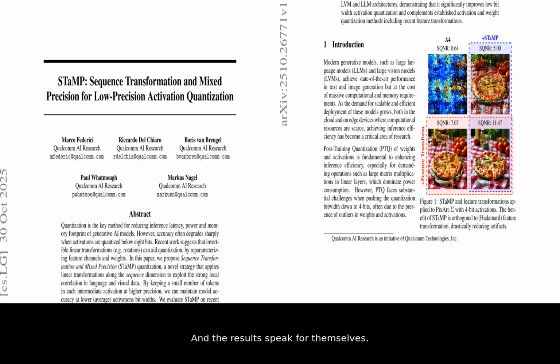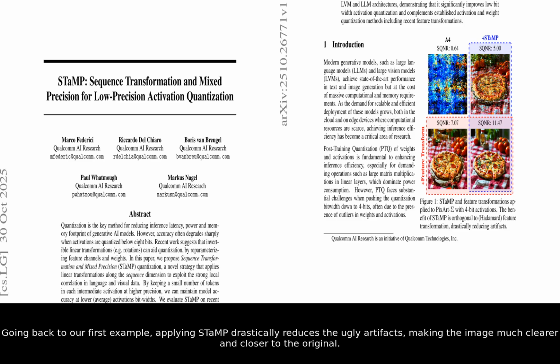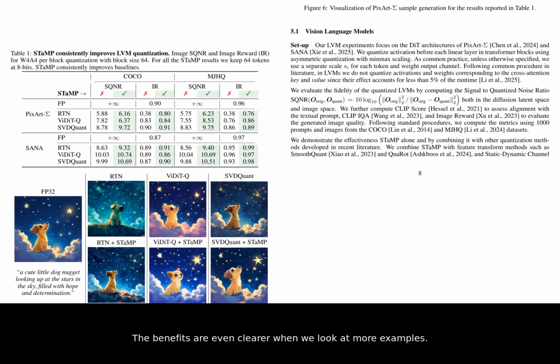And the results speak for themselves. Going back to our first example, applying STAMP drastically reduces the ugly artifacts, making the image much clearer and closer to the original. The benefits are even clearer when we look at more examples. Here, a standard 4-bit quantization method produces a blurry, distorted image of a dog. But when you add STAMP to that same method, the image becomes sharp, detailed, and visually correct.